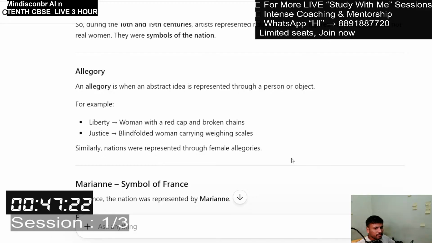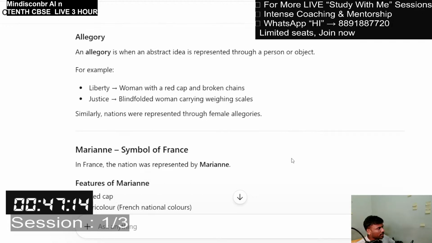Allegory. An allegory is when an abstract idea is represented through a person or object. For example, liberty is a woman with a red cap and broken chains. Justice is shown by a blindfolded woman carrying weighing scales. Similarly, nations were represented through female allegories.